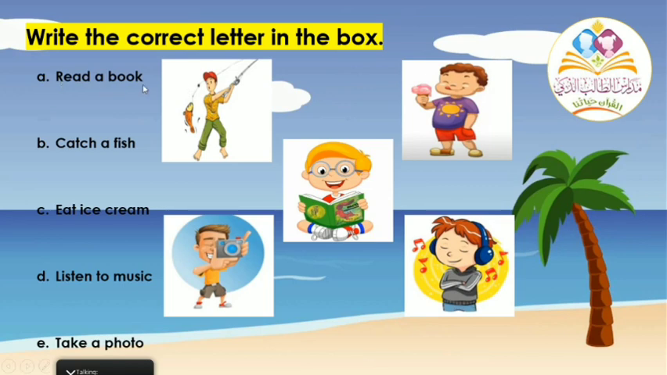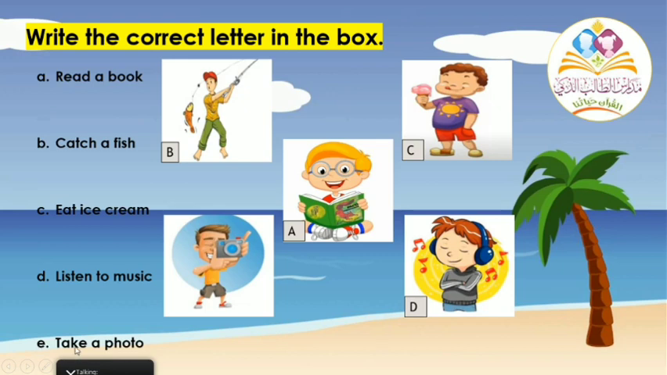A, read a book. Where's letter A here? Okay, this picture. Letter A. B, catch a fish. Okay, this is the correct answer. C, eat ice cream. This is the correct answer. D, listen to music. Everybody say music. It sounds like z. Music. Okay, listen to music. Okay, this is letter D.